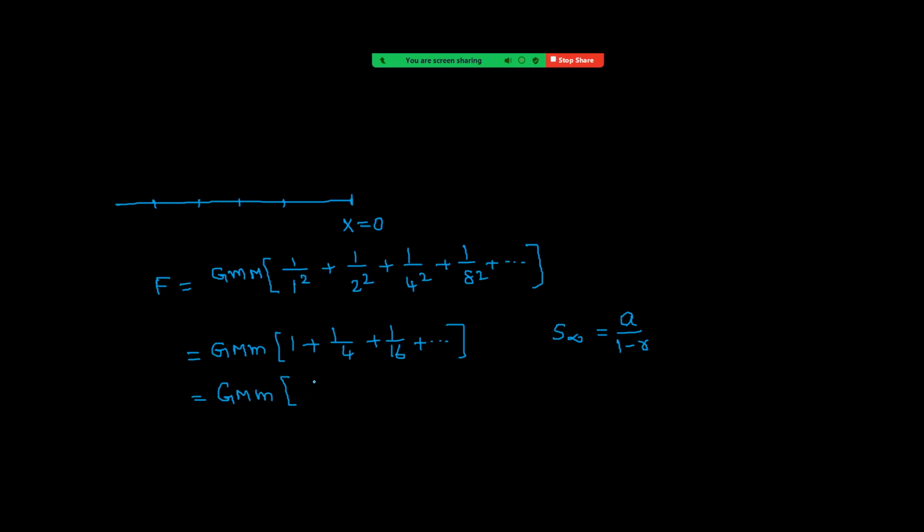Then this becomes G M m. The first term is 1, by 1 minus the common ratio. The first and second give 1 by 4, and the next again 1 by 4 and so on. So 1 minus 1 by 4. That means this is equal to how much? 4 by 3 G M m. That is the final answer. It is a very simple one. See next one.